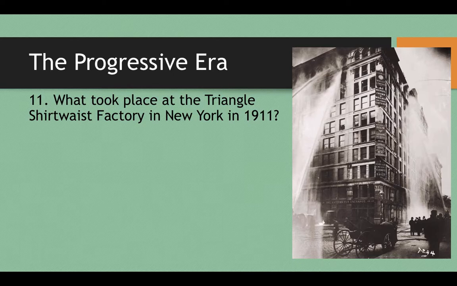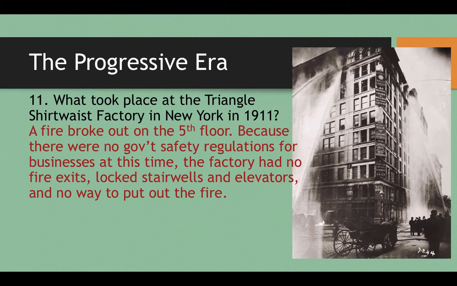Another tragedy that took place during the Progressive Era, in addition to the Titanic sinking, was the Triangle Shirtwaist Factory fire. A fire broke out on the fifth floor of this factory in New York City in 1911, and there were no government safety regulations for businesses at this time. Therefore, there was no way to escape and no way for the fire to get out.